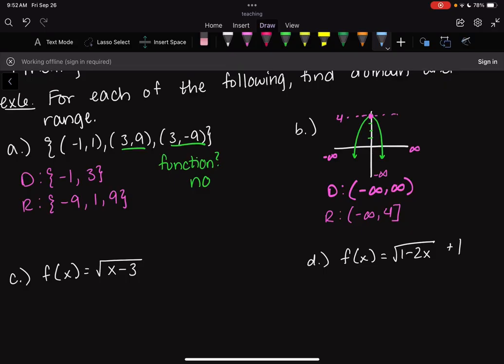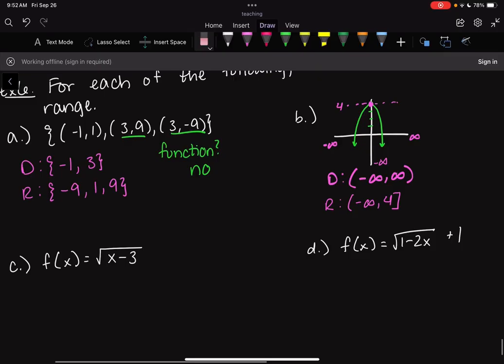Sometimes I'll have students ask me if they can write it like this. No, you always need to write the smaller part first. So negative infinity is smaller than 4. So we need to write it in order.